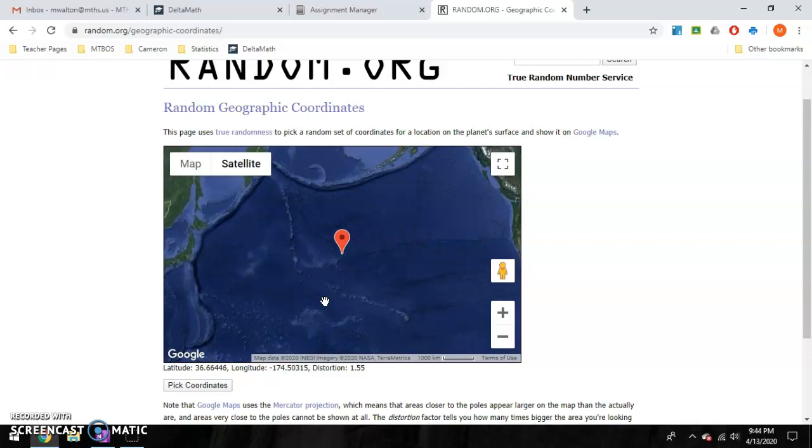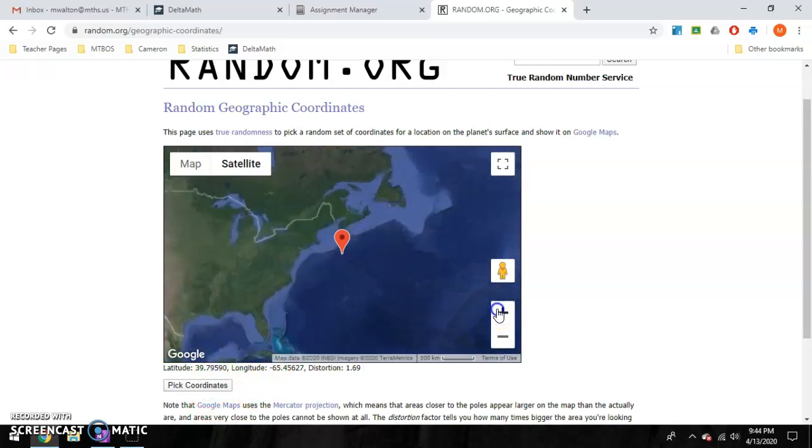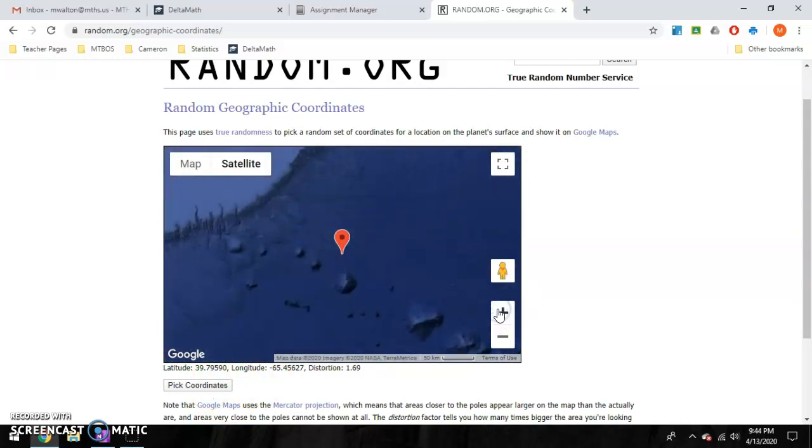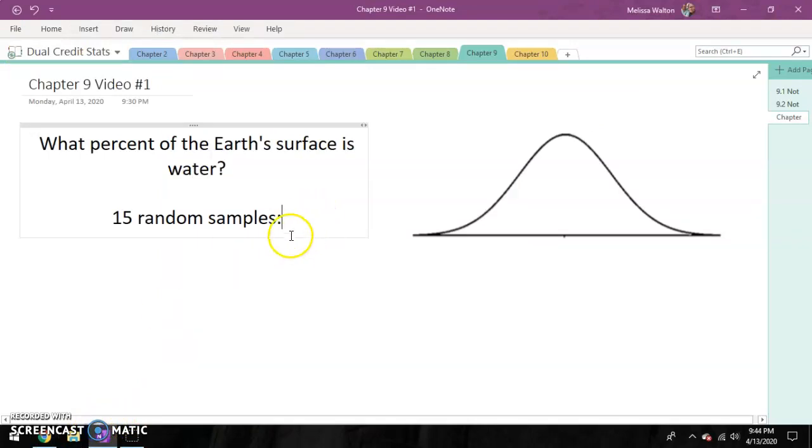I'm going to go ahead and choose 3 more. Here we go. Water. We have 10 and 3. Water. And finally, next one, water again. So here is what we came up with. With our 15 samples, we ended up with 12 that were water and 3 that were land.